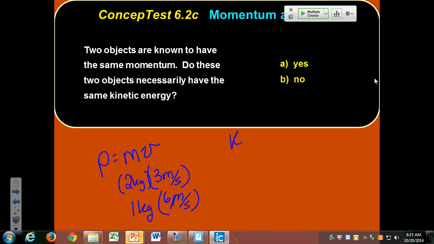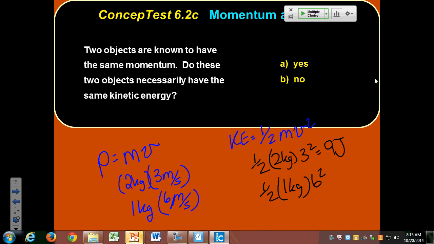However, kinetic energy is 1/2 mv squared. Because it's a quadratic relationship with the v, they would have 1/2 of 2 kilograms times 3 squared, which is equal to 9 joules. Or they would have 1/2 of 1 kilogram times 6 meters per second squared, which will be 18 joules. So they have the same momenta, but they have different energies. You with me on this? Yeah?